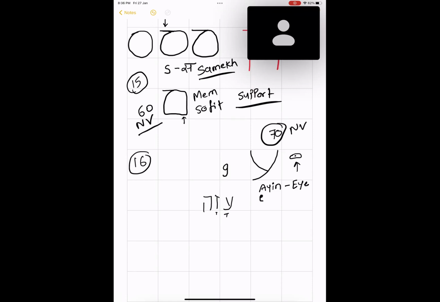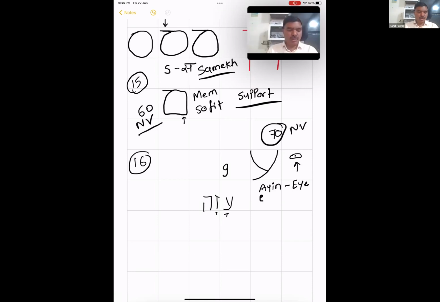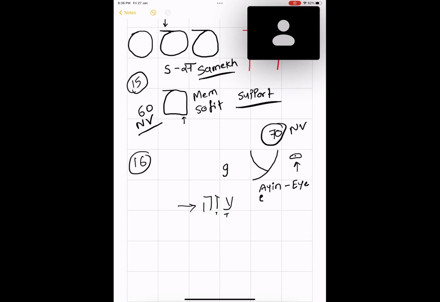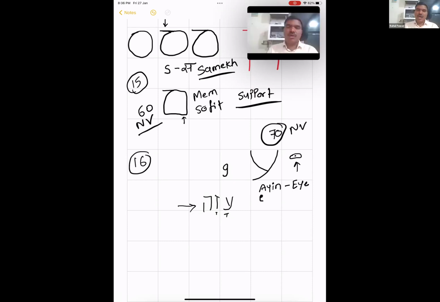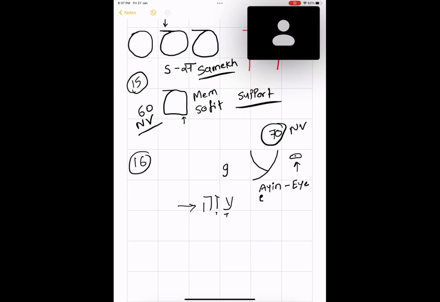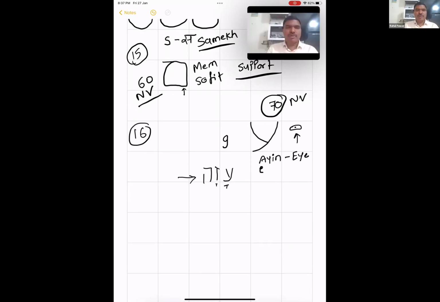Now, you may ask how it gives a G sound. If you read this word, this is Gaza. So it is not Aza, but it is Gaza. Similarly, the word Gomorrah. Gomorrah begins with Ain. In ancient times, it was giving a G sound. But in this modern script, we see that it is a silent letter.